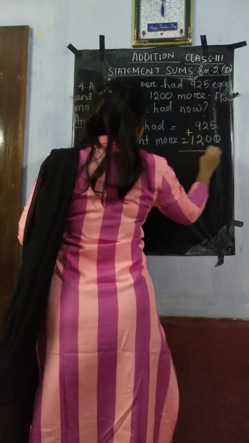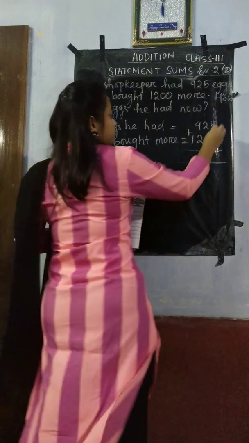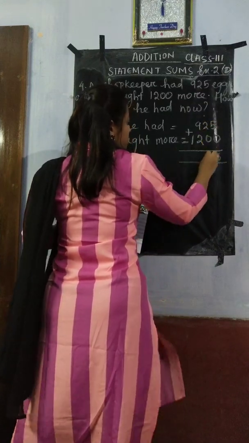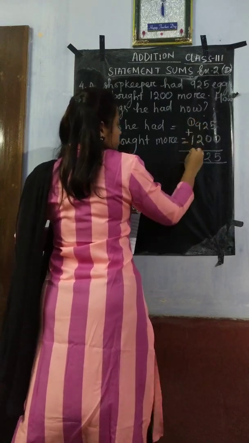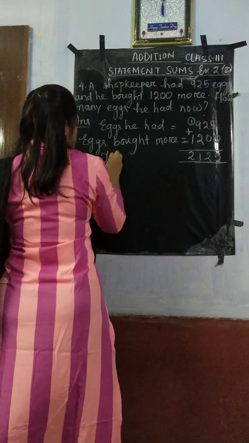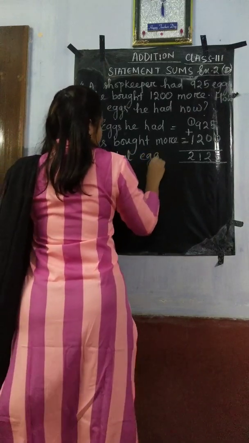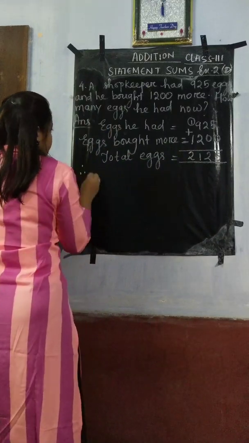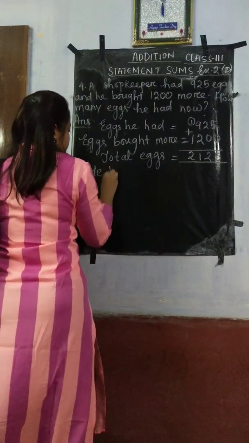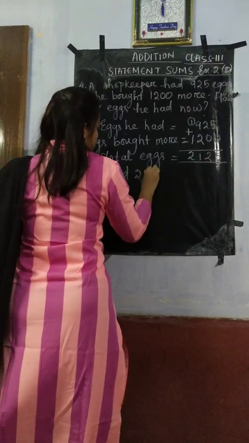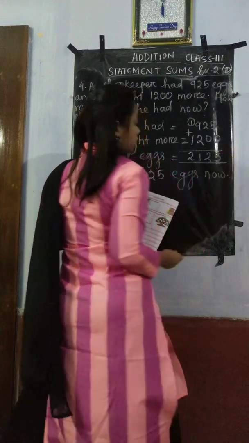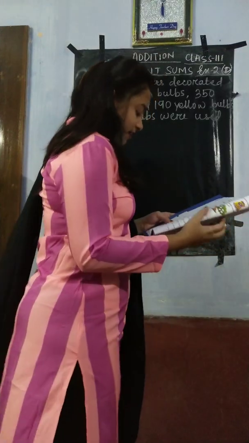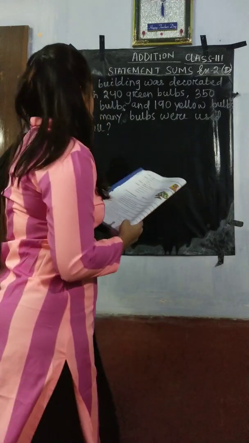To find out how many total eggs he had, we have to add. 5 plus 0 is 5. 2 plus 0 is 2. 9 plus 2 is 11. 1 is again carried over. Then 1 plus 1 is 2. So we can write total eggs. Therefore he had 2125 eggs now. Okay children, understood? Now let's move on to the next question, question number 5.